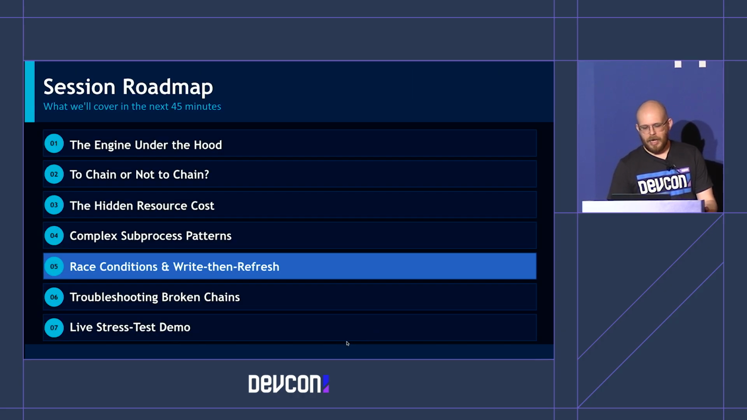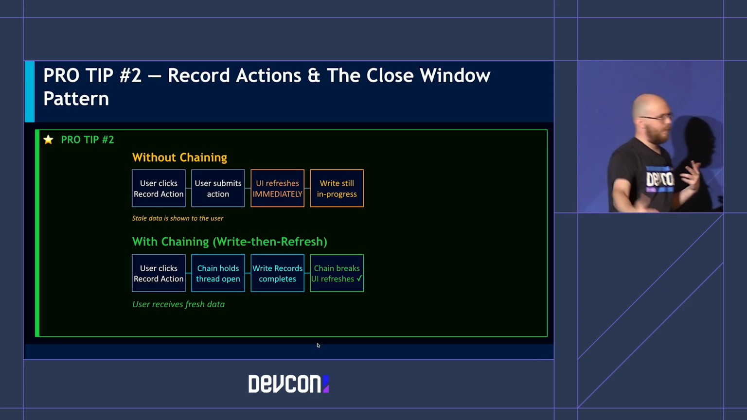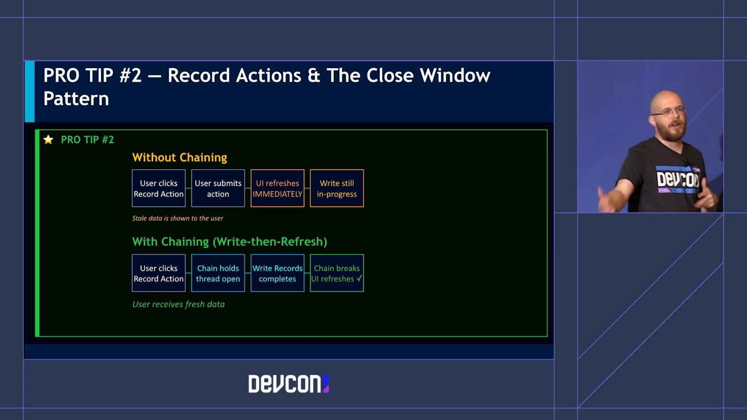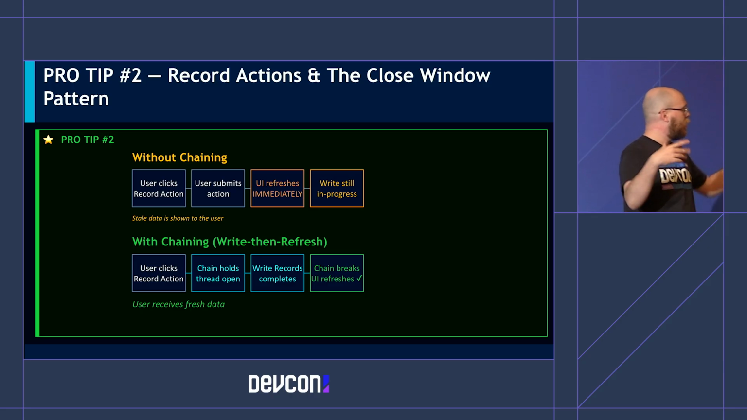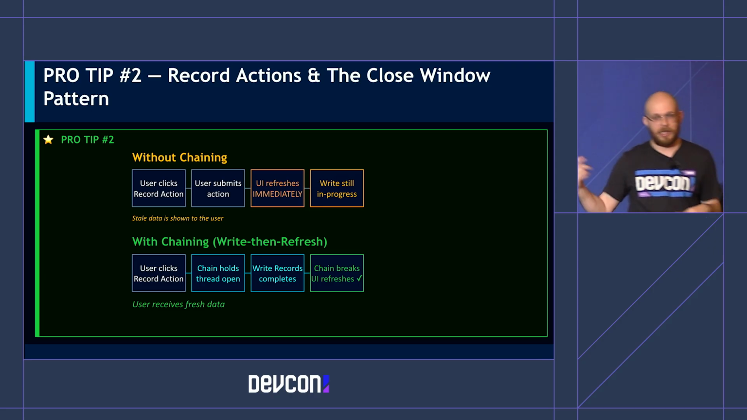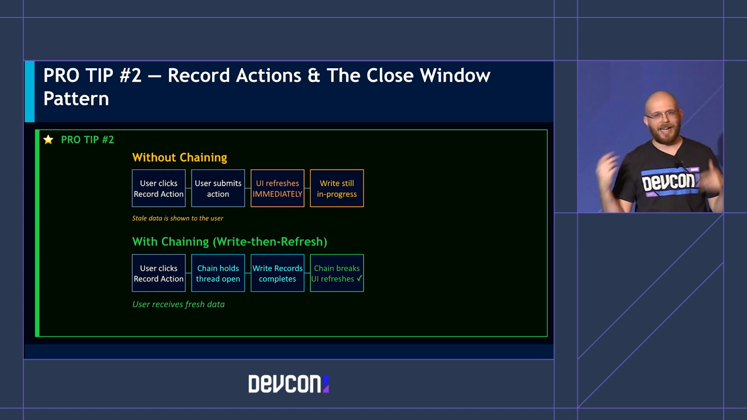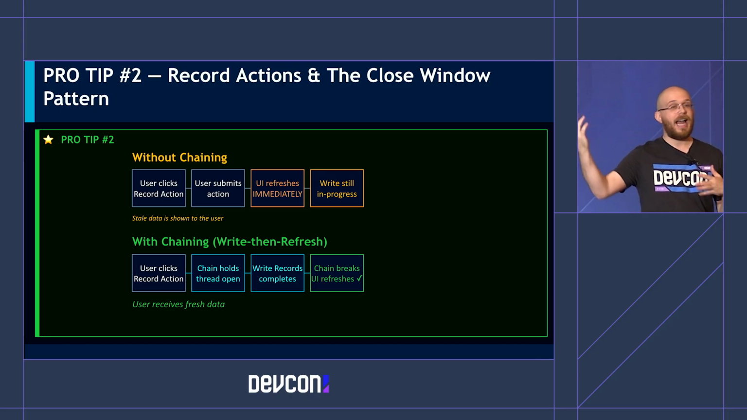Last thing I'm going to talk about before I go ahead and pass you off to Haley is race conditions and write then refresh, which we talked about a little bit earlier, but let's just get a little bit more granular. So we talked about a user who's trying to edit a record, right? Without chain, the user clicks on the record action, they submit the action, and the UI immediately refreshes. That's really cool and nice of it to do that, right? Because it's trying to be really responsive. But the write is still in progress in the back end. So they're shown their stale data because there's a race condition happening and the data hasn't been written yet.